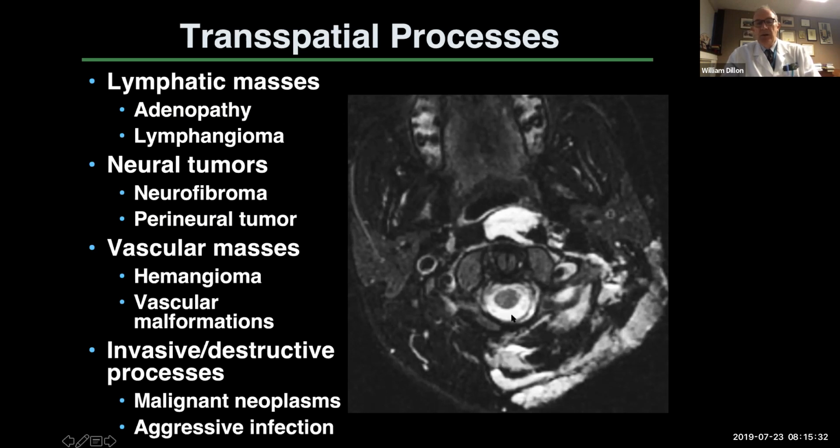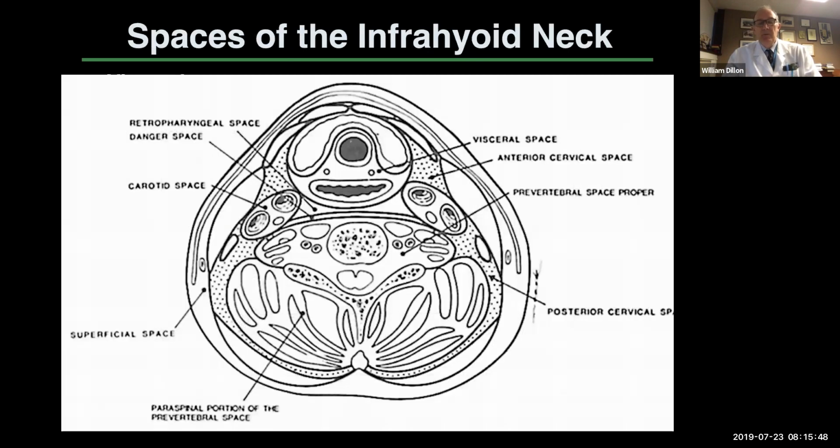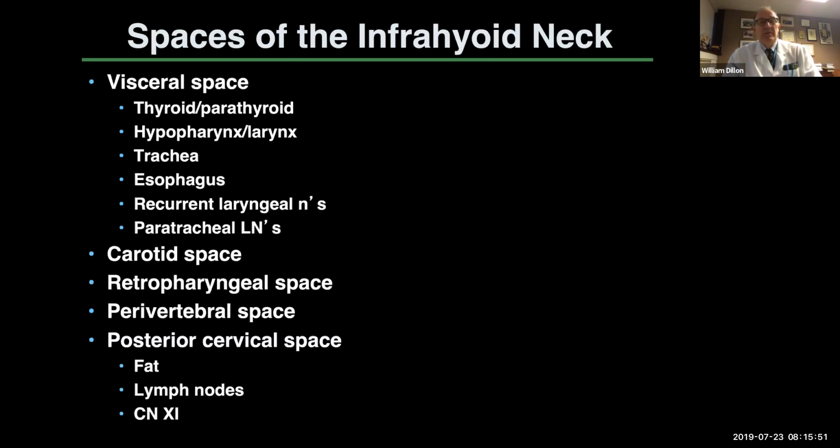Here's a mass that's going into the prevertebral muscles, coursing along the subcutaneous tissues, pushing forward into the retropharyngeal space. So an example of a transspatial mass. Okay, so that is sort of the idea behind transspatial masses. Now, the infrahyoid neck, we've been talking mainly about the spaces of the upper neck. The infrahyoid neck has a number of spaces as well.